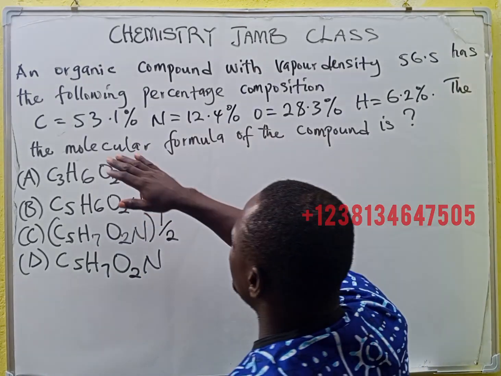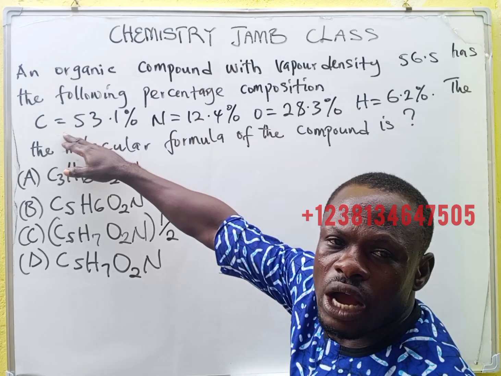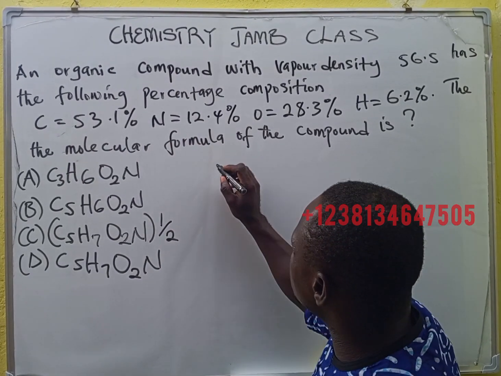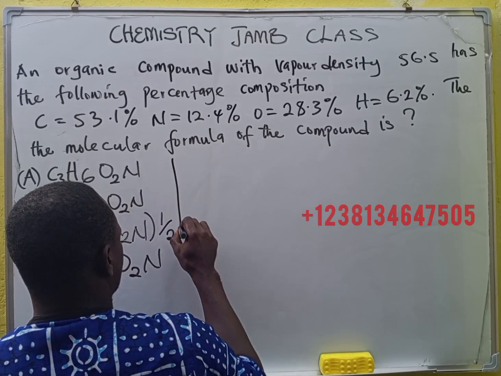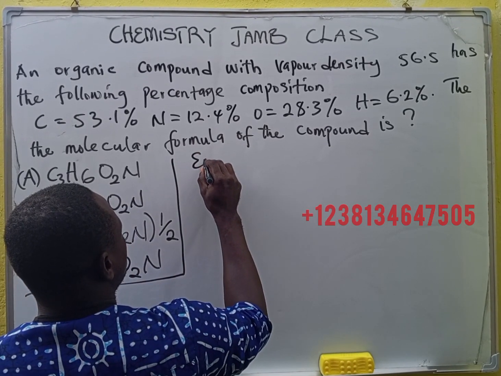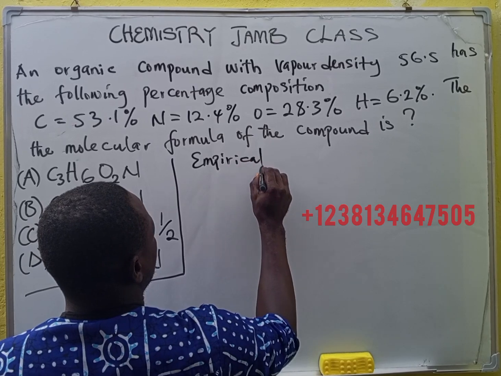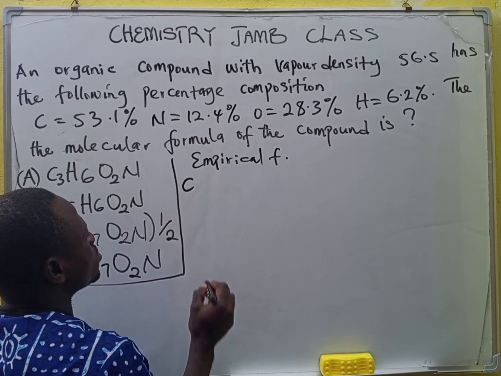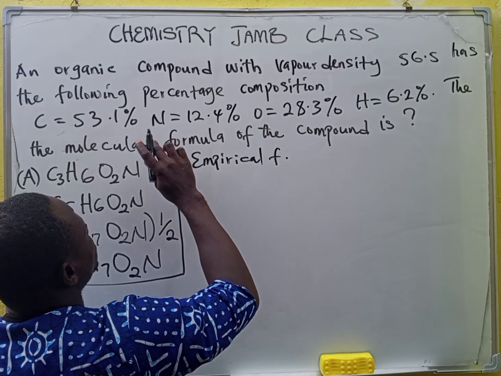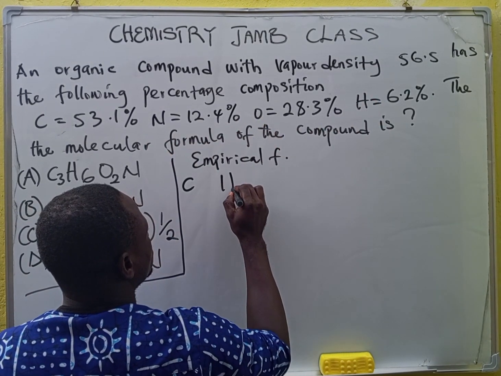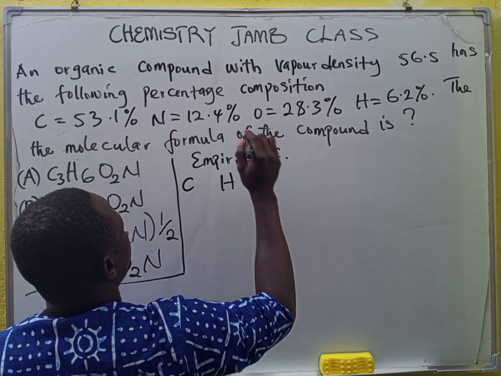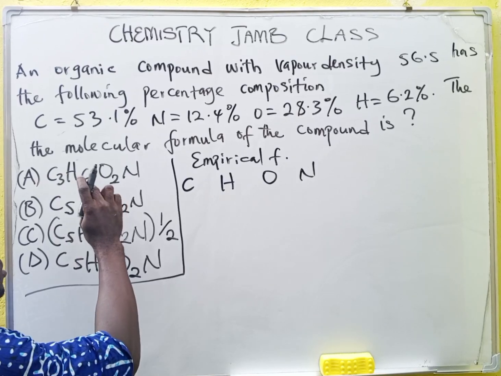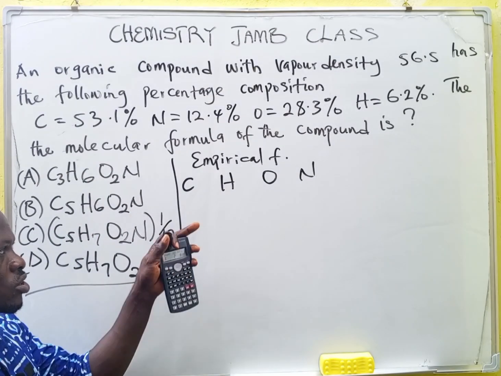We are going to arrange our organic compound. So we have the empirical formula. In the empirical formula, we first of all take carbon. You get that? Carbon, hydrogen, oxygen, and nitrogen, according to our options here. Let us solve it like that.